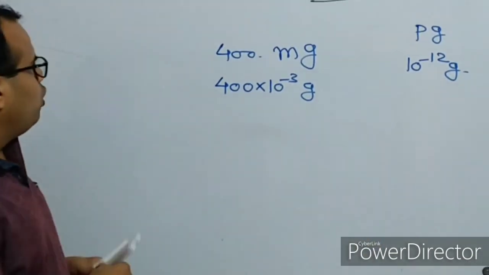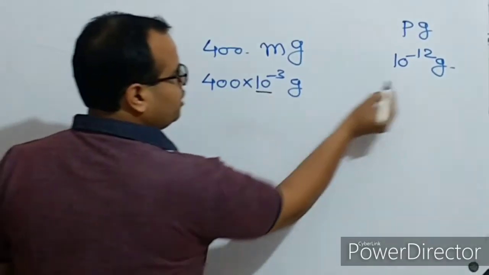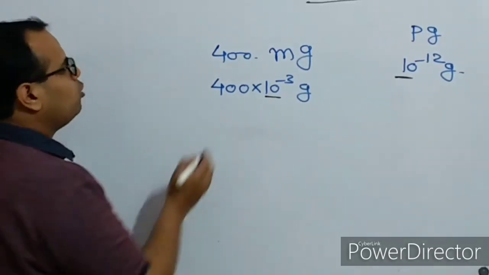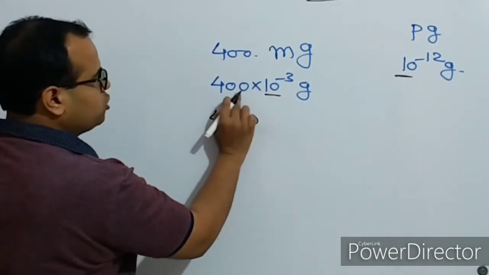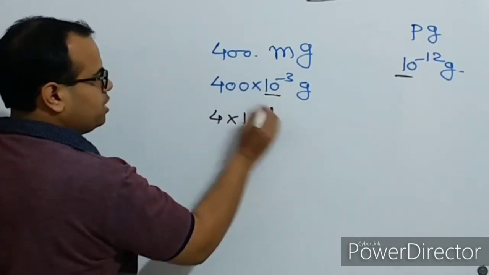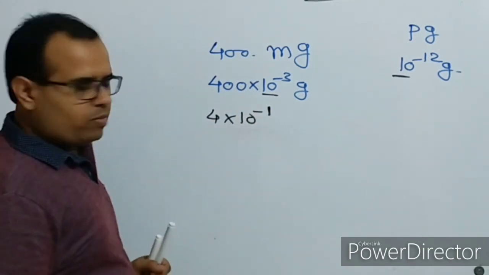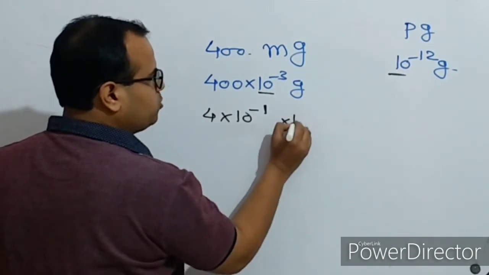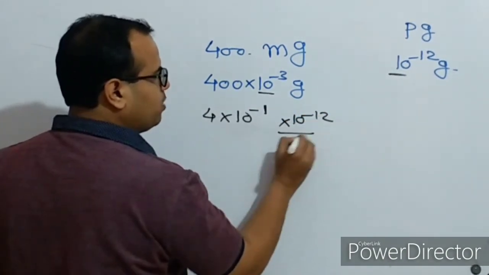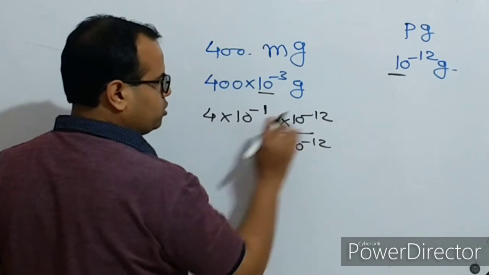Okay, so we want to convert this 10 raised to the power minus 3 into 10 raised to the power minus 12. So that we can't do directly. What we'll do is we'll write 4 into 10 raised to the power, this is plus 2, this is minus 3, so that makes it 10 raised to the power minus 1. Correct or not? And now you want 10 raised to the power minus 12, so I am multiplying by 10 raised to the power minus 12 and dividing by 10 raised to the power minus 12.